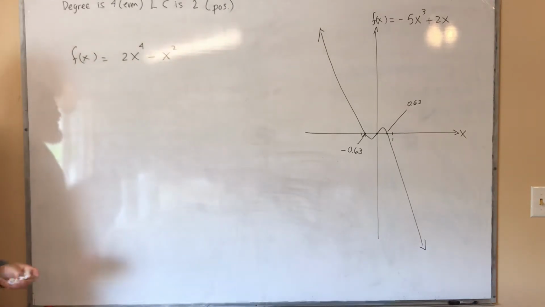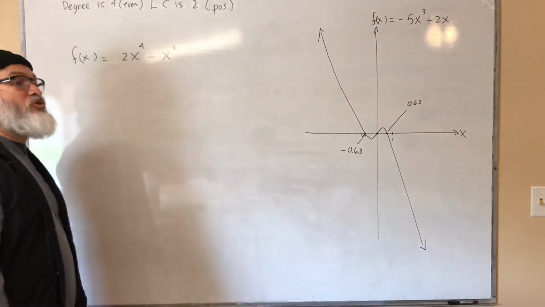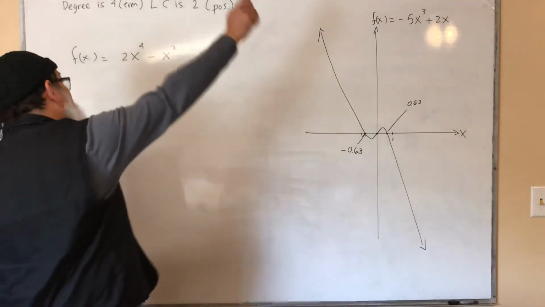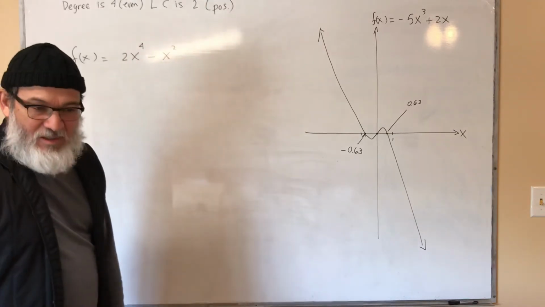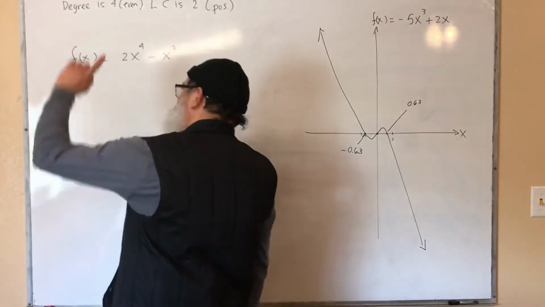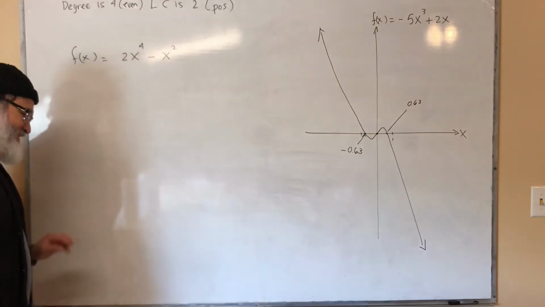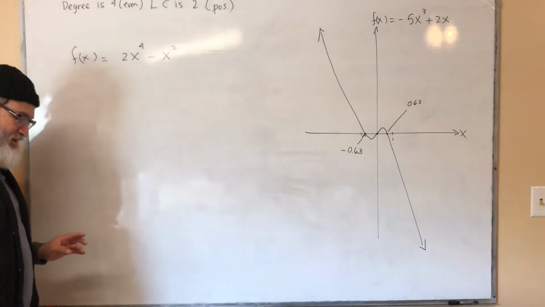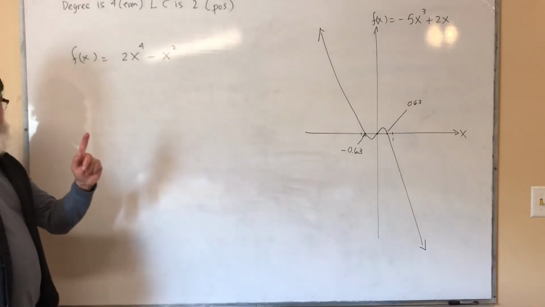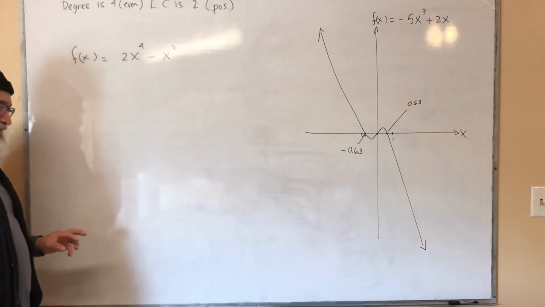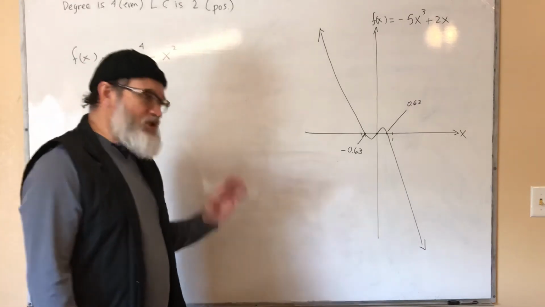Okay. So what's going to be the end behavior? This function is going to rise to the right and rise to the left. Now, the question is, is the function even? We can check for that.